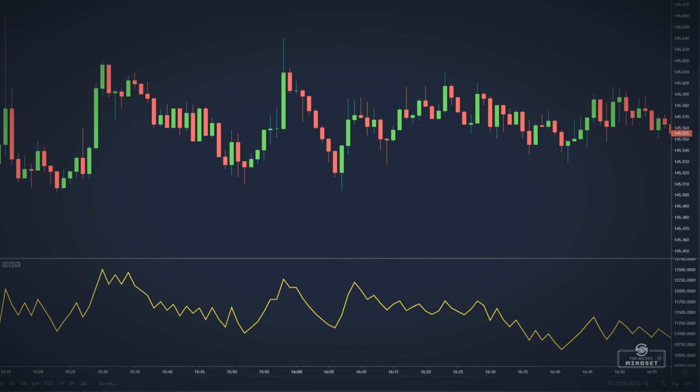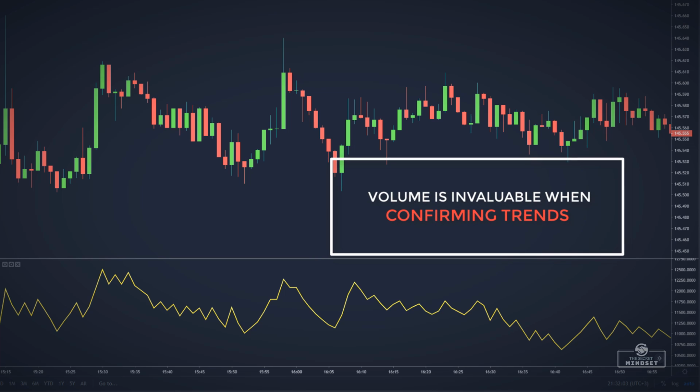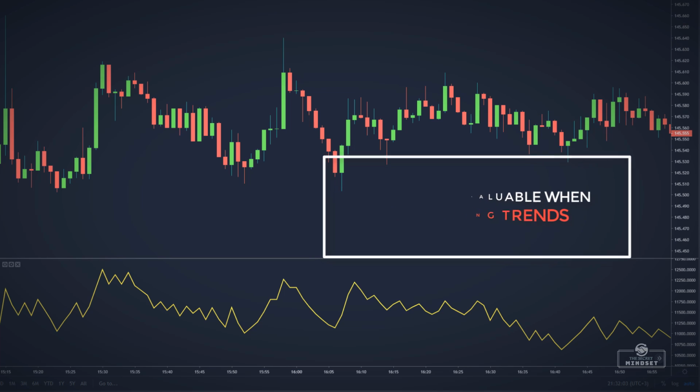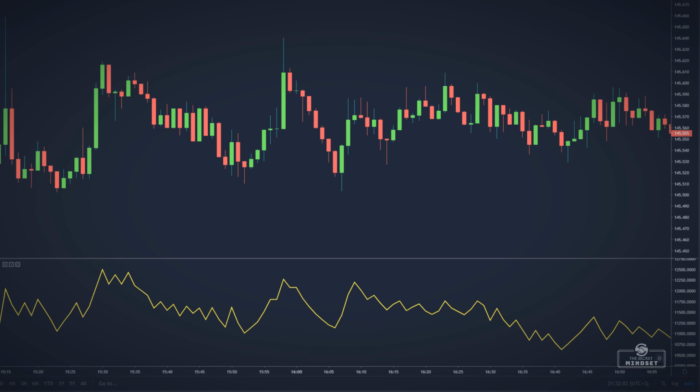By now, I hope you are convinced by the power of combining price action with volume. Volume is invaluable when confirming trends, and if the volume isn't present alongside price action, then the resulting trading signal isn't as reliable.